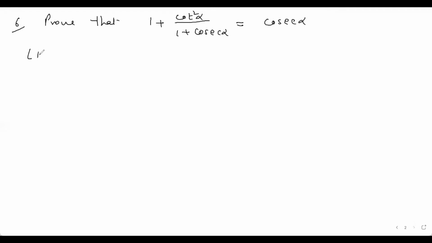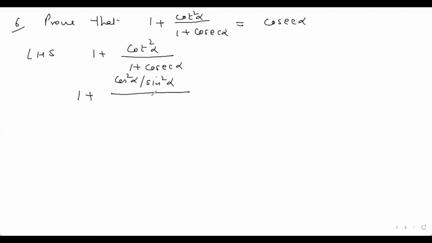Now the sixth sum is, now you have to prove 1 plus cos square alpha upon 1 plus cosec alpha is equal to cosec alpha. So start with the left hand side. Cos square alpha upon sin square alpha, 1 plus 1 over sin alpha.